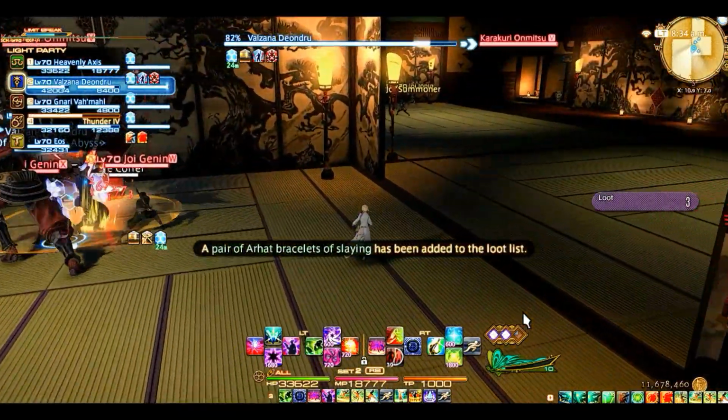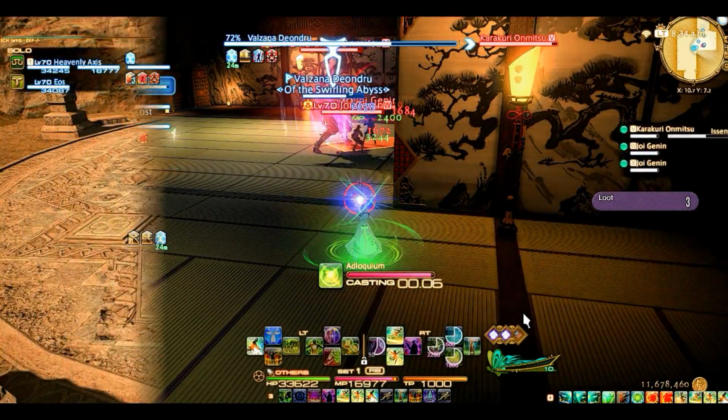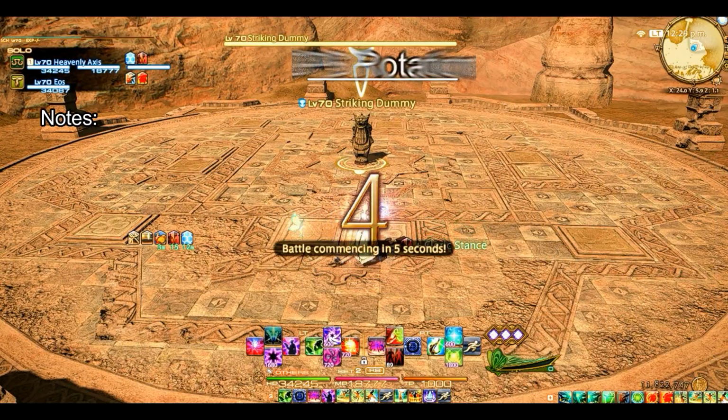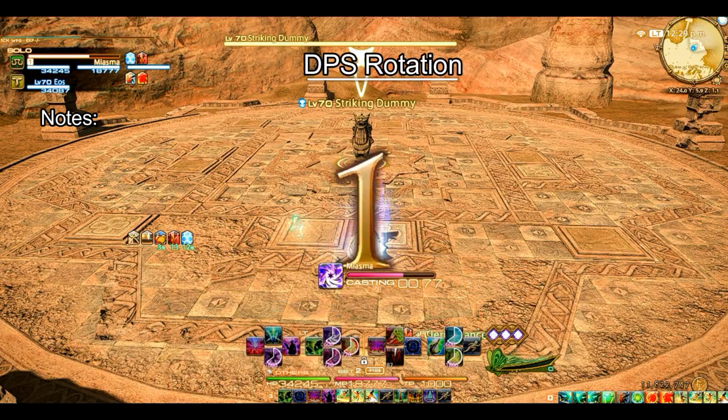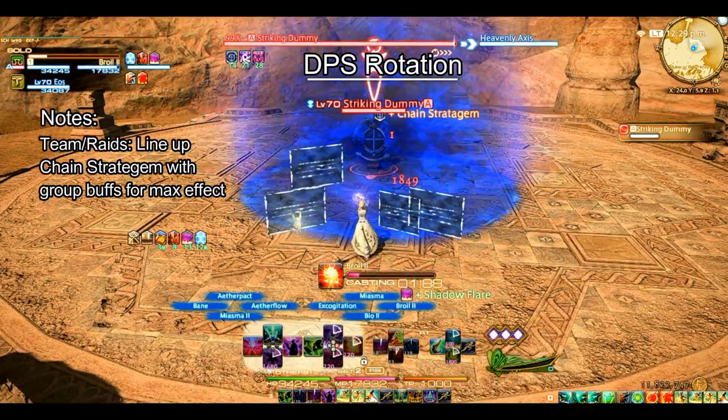Here is an example of a pure DPS rotation being used on a training dummy. Some issues to note here are that for party or raid compositions, you should always communicate to make sure that Change Stratagem is being used at the most optimal time for your team comp.